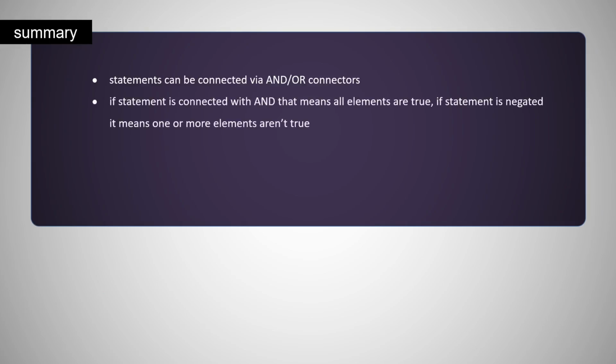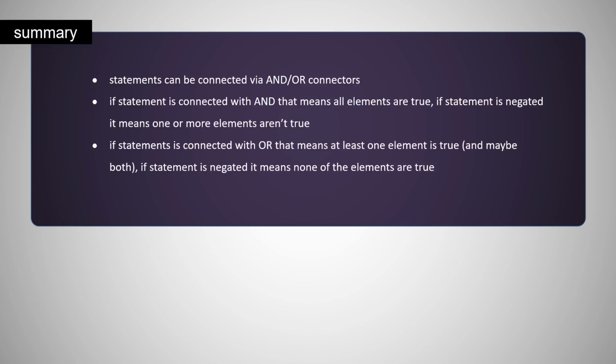So to quickly summarize, statements can be connected via and or connectors. If a statement is connected with and, that means that all of the elements are true. And if a statement is negated, it means one or more elements aren't true. If a statement is connected with or, that means that at least one element is true, and maybe both, or maybe all. And if the statement as a whole is negated, that means that none of those elements are true.